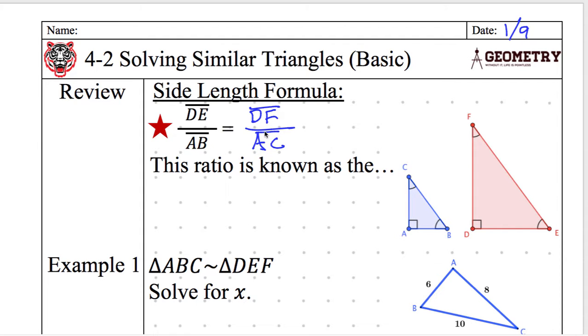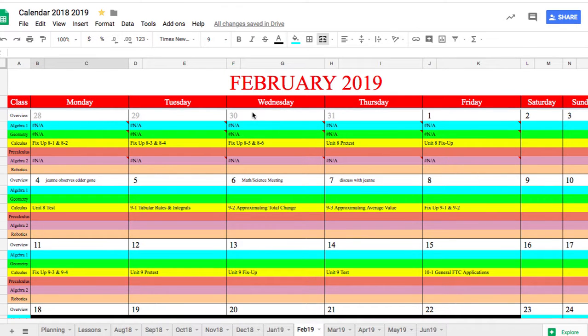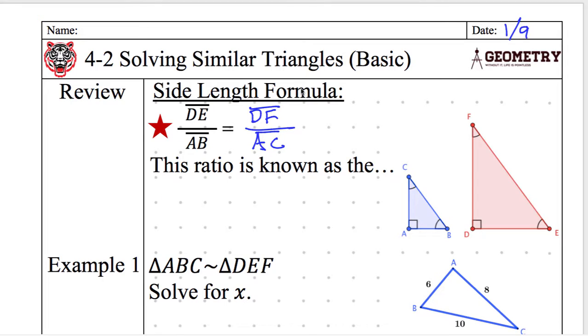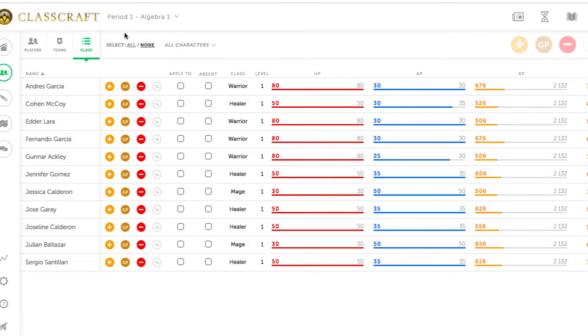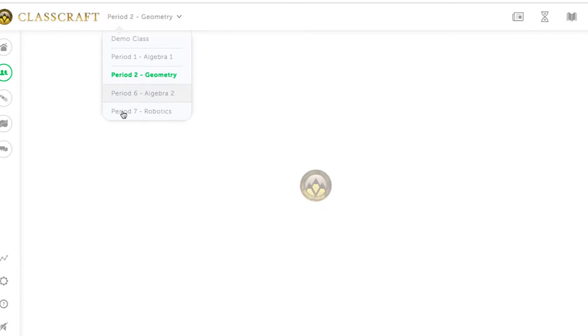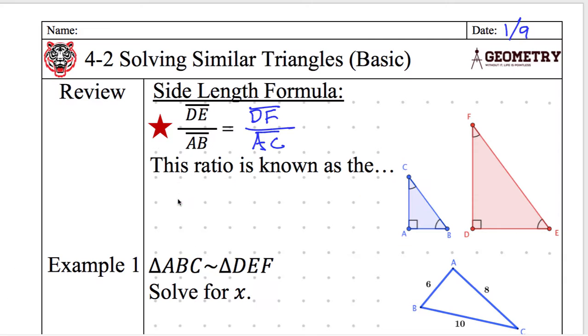Go ahead and pass in your card. Thank you. Froze again? Okay. DF over AC. Make sure we have that down in our notes. Let me give Anna her credit. Go to geometry. Anna, thank you for participating. And Anna, you can't participate until everyone has their cards in.